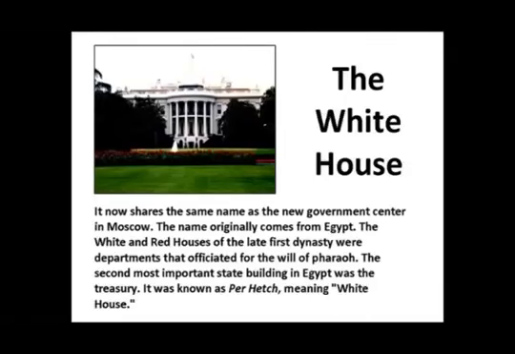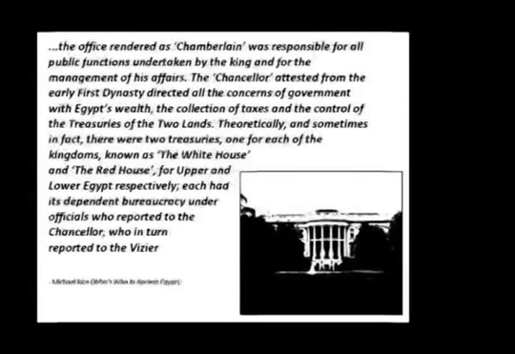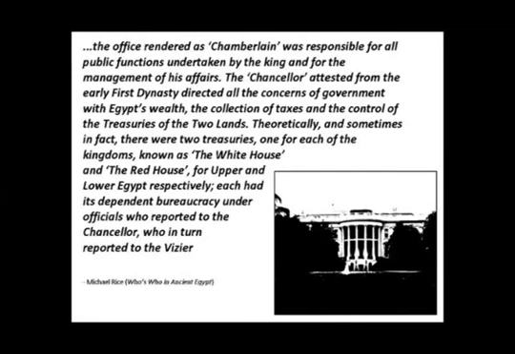The white and red houses of the late First Dynasty were departments that officiated for the will of Pharaoh. The second most important state building in Egypt was the treasury. It was known as the Per Hedj, meaning the White House. Michael Rice, in his book Who's Who in Ancient Egypt, wrote, "The office rendered as Chamberlain was responsible for all public functions undertaken by the king and for the management of his affairs. The Chancellor attested from the First Dynasty directed all the concerns of government with Egypt's wealth, the collection of taxes and the control of the treasuries of the two lands.